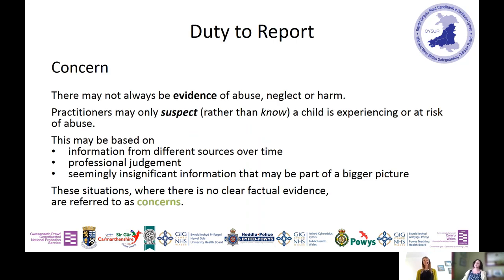So a duty to report. If you've got a concern, there may not always be evidence of abuse, neglect or harm, and practitioners may only suspect rather than know that a child is experiencing something. So this may be based on information from different sources over time. It's the idea of putting all those little pieces of a jigsaw puzzle together, some professional judgment, and maybe that seemingly insignificant information which may form part of a bigger picture. So in these situations where there's no clear factual evidence, it's referred to as a concern.